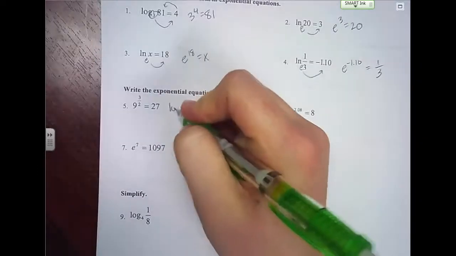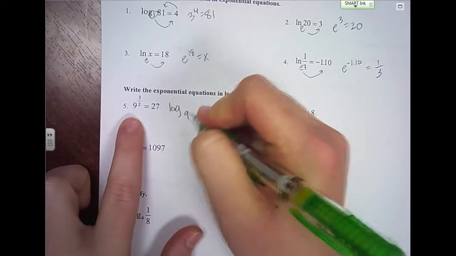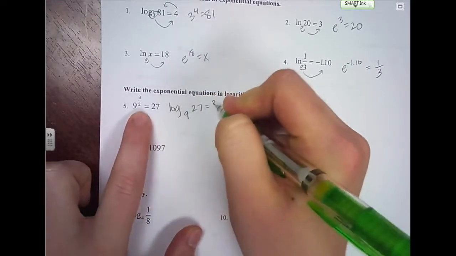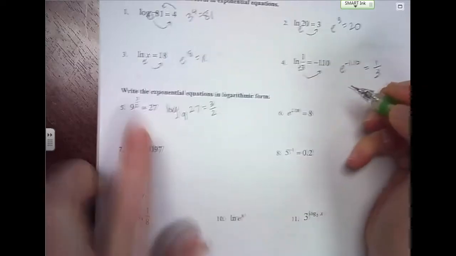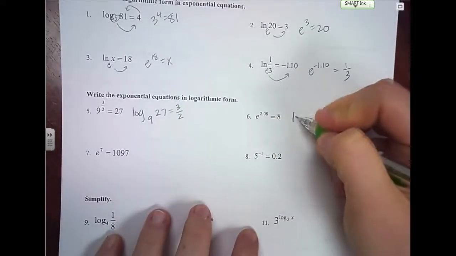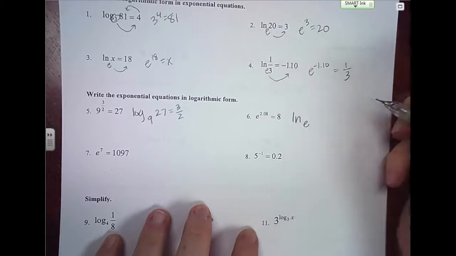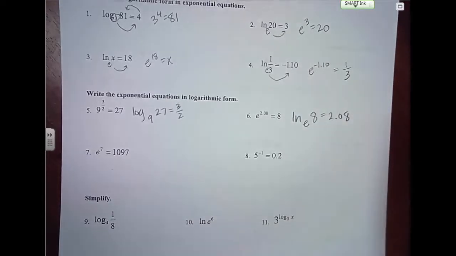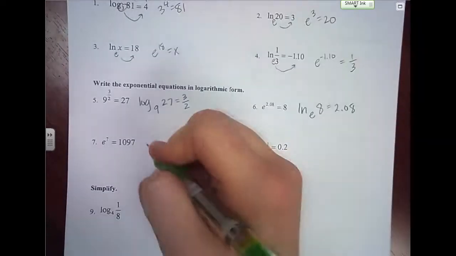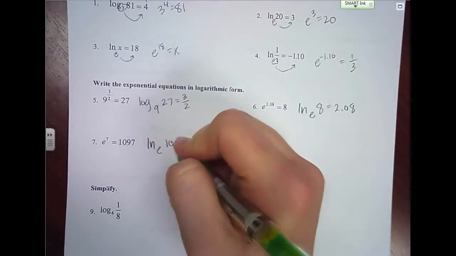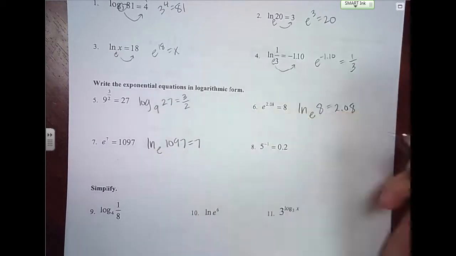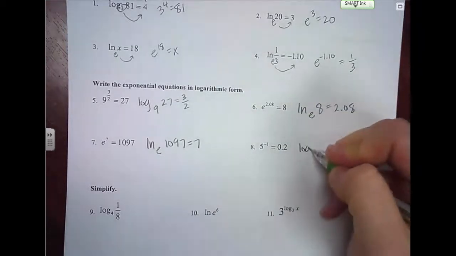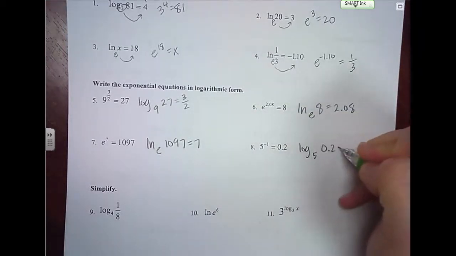Then the second section, we're going to go the other way. So I'm going to write log base 9 of 27 equals 3/2. Now this one, because it's an e, we're going to write natural log. I know some of you put the e here, that's fine. 8 equals 2.08. Same thing with number 7, natural log e 1097 equals 7. And number 8, log base 5 of 0.2 equals -1.